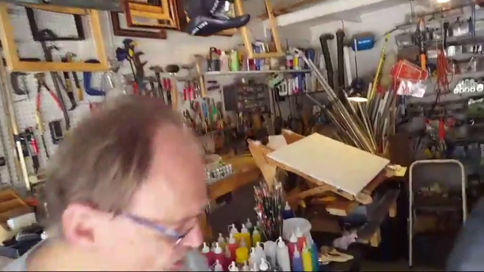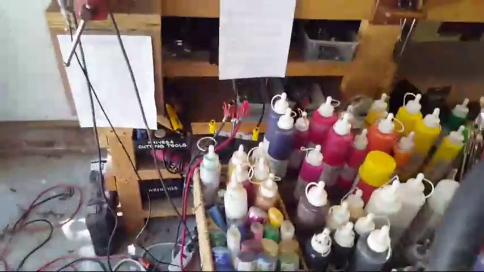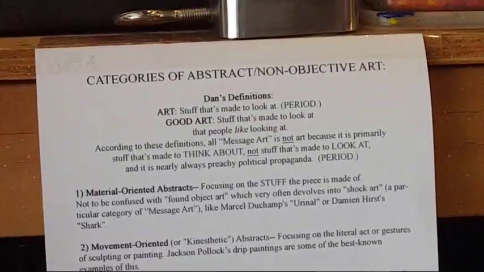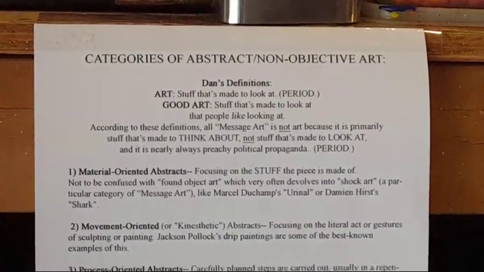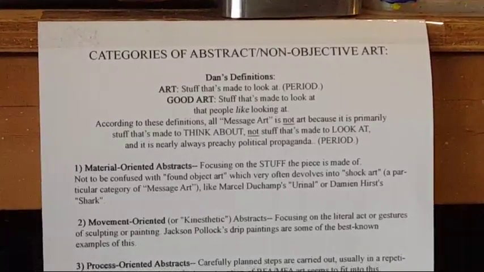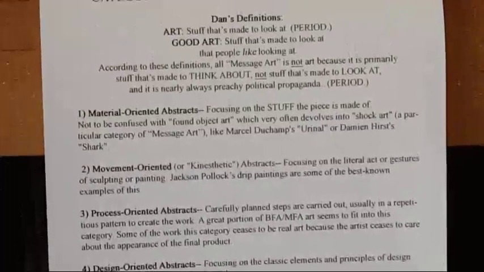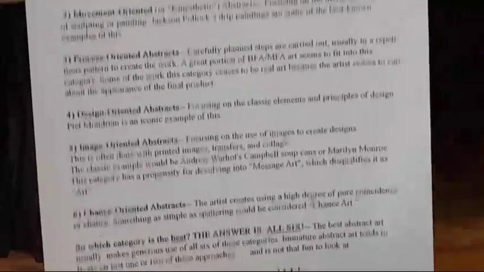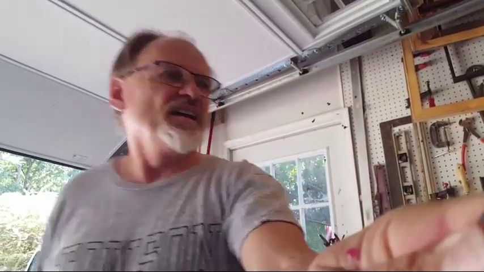And the reason is because too many people don't know what a real good abstract painting is. And I have several lists right here on display. This one is called Categories of Abstract, or when we say abstract, what most of us actually mean is non-objective. That is to say, it's not a picture of an object. There are categories: material-oriented, movement-oriented, process-oriented, design-oriented, image-oriented, chance-oriented. That's 6 different categories. And if you were to ask me, so which category is the best? The answer is all 6. The best abstract paintings employ most of those characteristics.